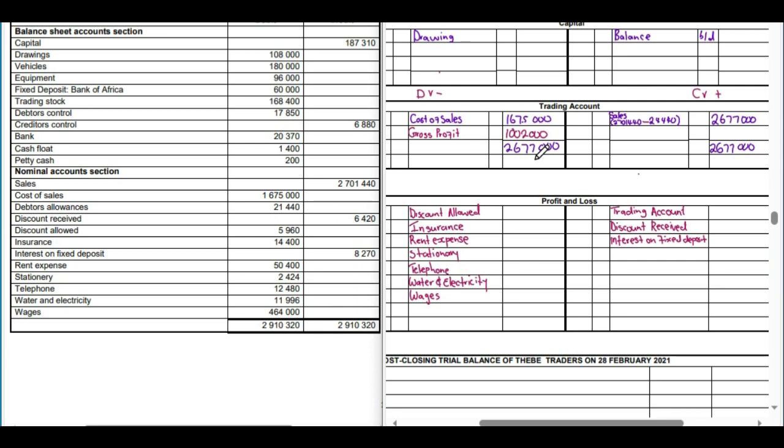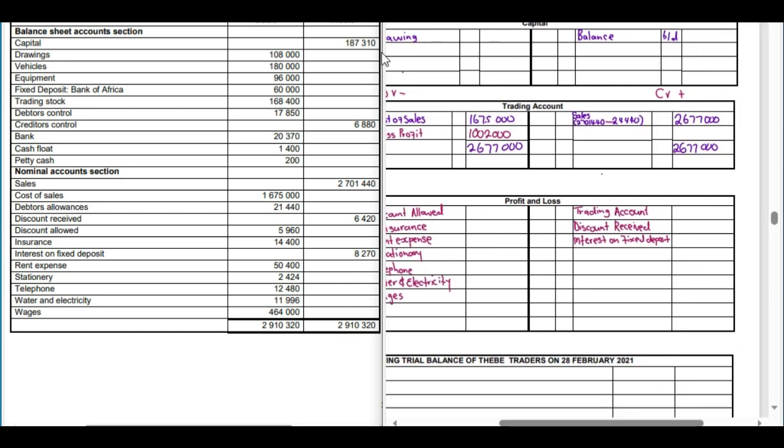2,677,000 subtract our cost of sales, which is 1,675,000, and then we have 1,002,000 as our gross profit. And then now guys, we can take our gross profit and record it under our profit and loss account. That's 1,002,000.